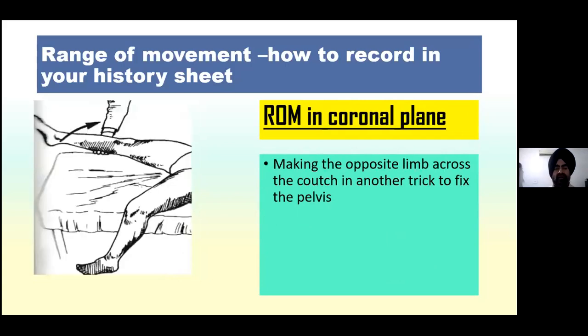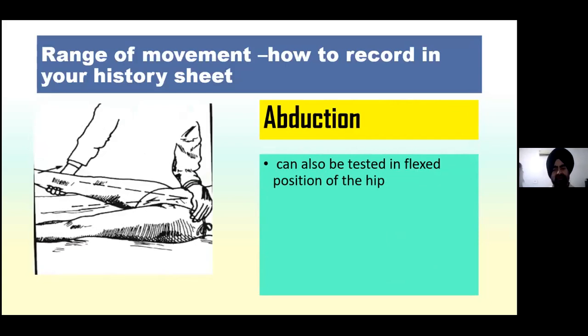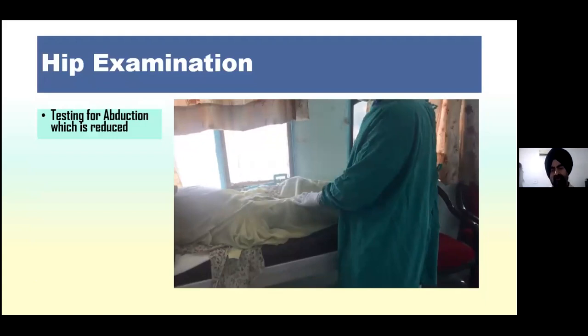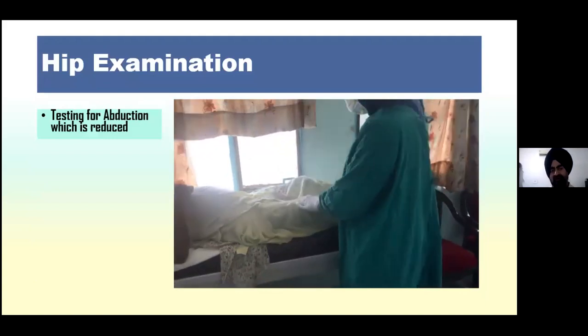We are checking for the abduction. It can also be tested in flexed position of the hip. So here I am checking for abduction. I am not able to abduct the hip because there is an adduction deformity at the hip.